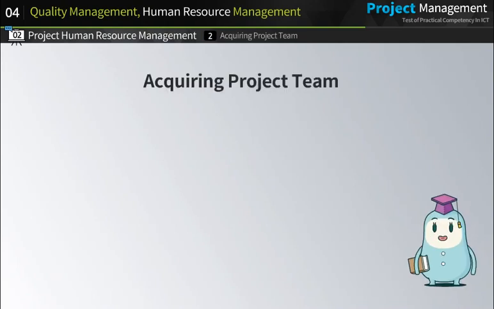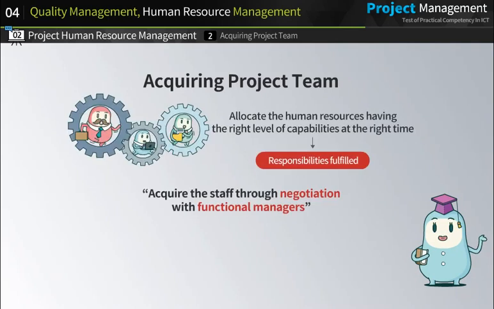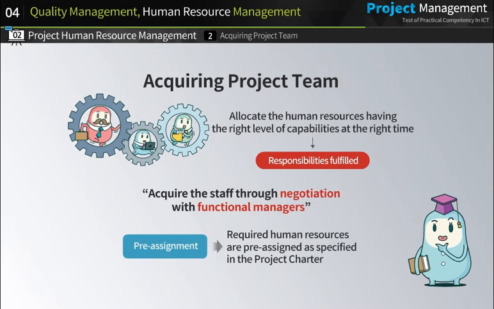Second, acquiring project team. Project team members are acquired through negotiation with functional managers so that the human resources having the right level of capabilities can be allocated at the right time to fulfill project responsibilities. Project team members are sometimes pre-assigned to the project, if necessary, as specified in the project charter.